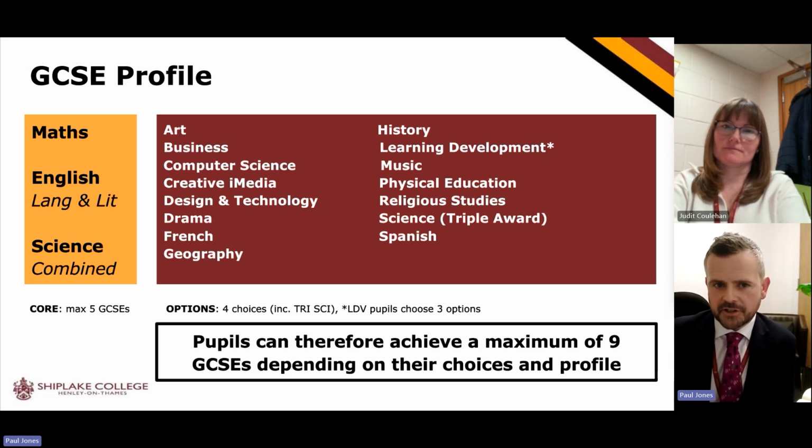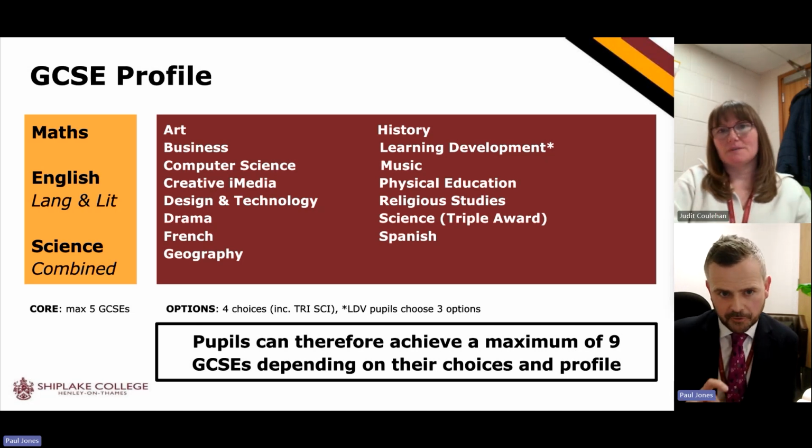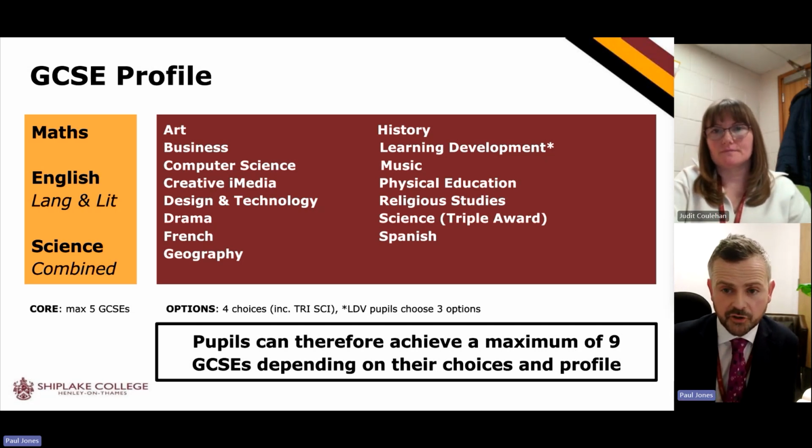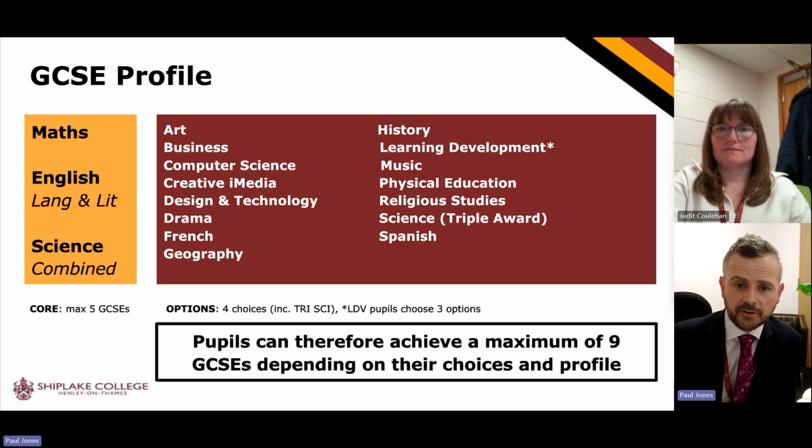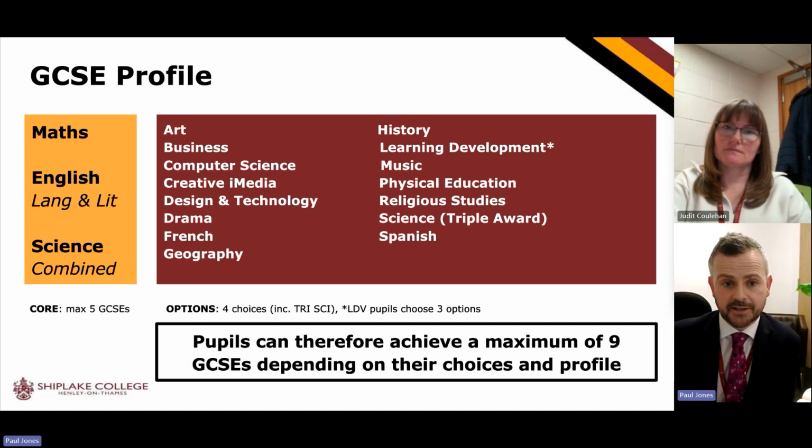So universities are taking a more broad view on where those points and where those grades come from, and that's why Shiplake has been at the forefront of vocational qualifications, whereby some of the BTECs and CTECs, a distinction starred, carries the same UCAS points as an A star at A level. So for some pupils, that's a wonderful route into higher education.